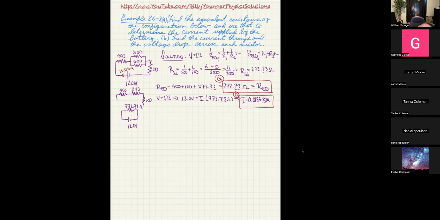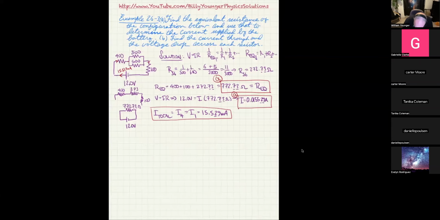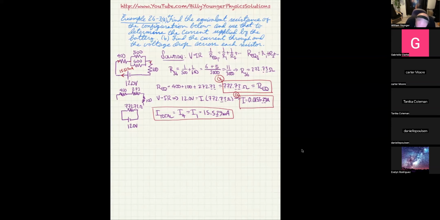Right from the start, I know that I total is equal to I4, which means for the 400 ohm resistor, and that's equal to I1, which means for the 100 ohm resistor, and that's, I'll go ahead and write it as milliamps, 15.529 milliamps. So we now have I1 and I4, and of course I total. Since we have I1 and I4, we can find out what V1 and V4 are.